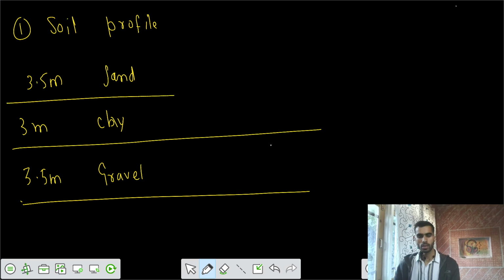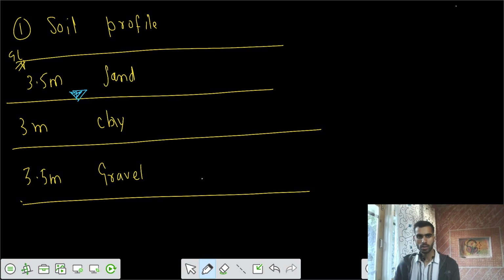Okay, this is your soil profile. So this is a cross section, I would say, of the soil profile. Let's say that this is the ground level, and the water table is somewhere here. After completing the level of sand, we have the clay layer, and at the top of the clay layer we have the water table. This is your groundwater table.